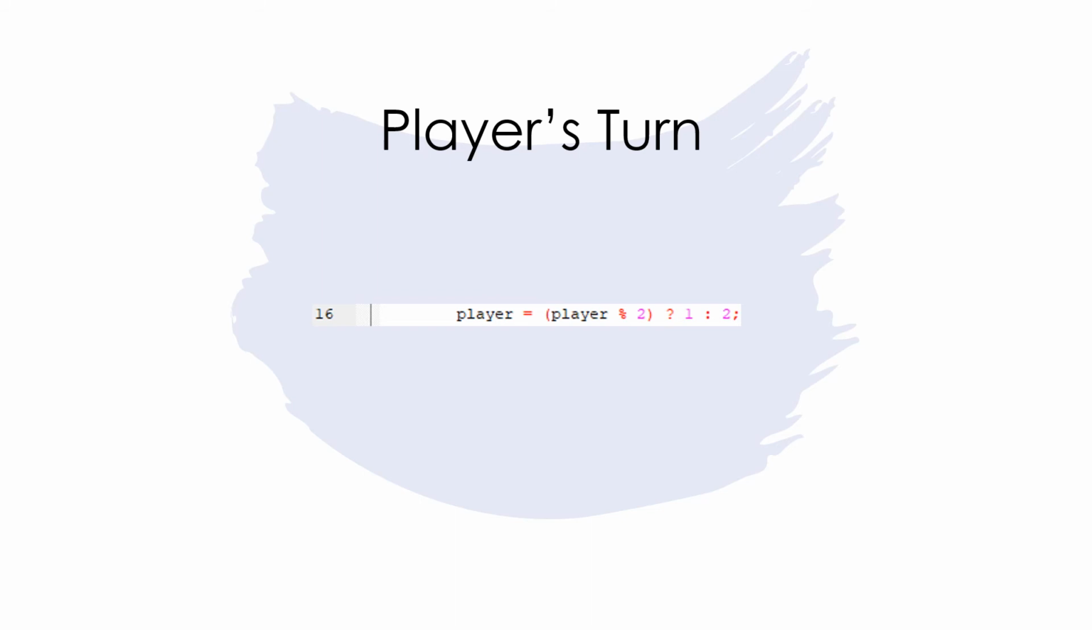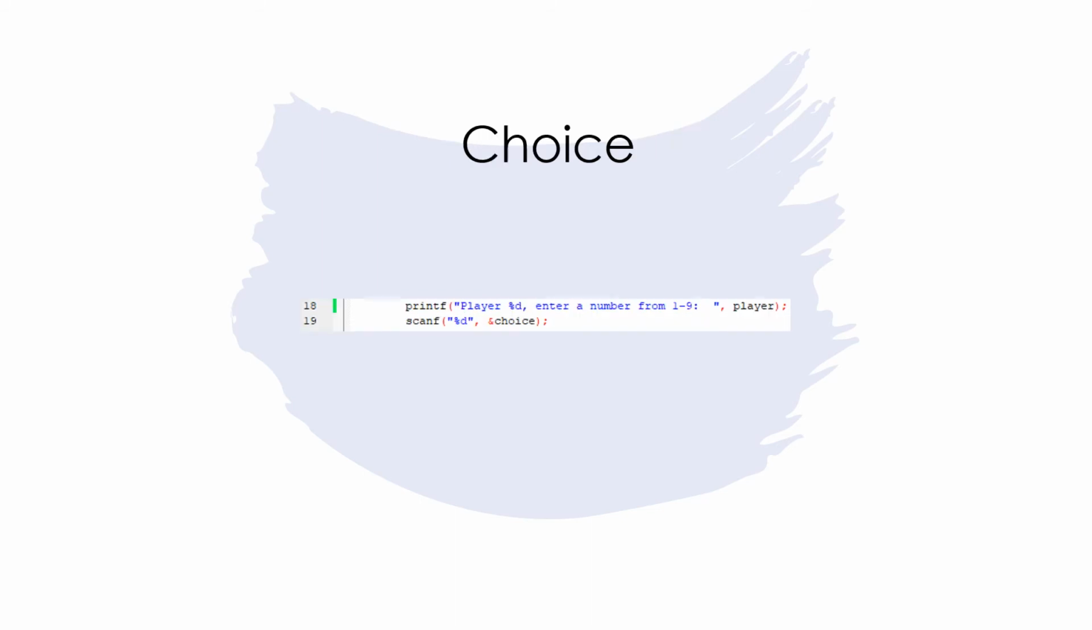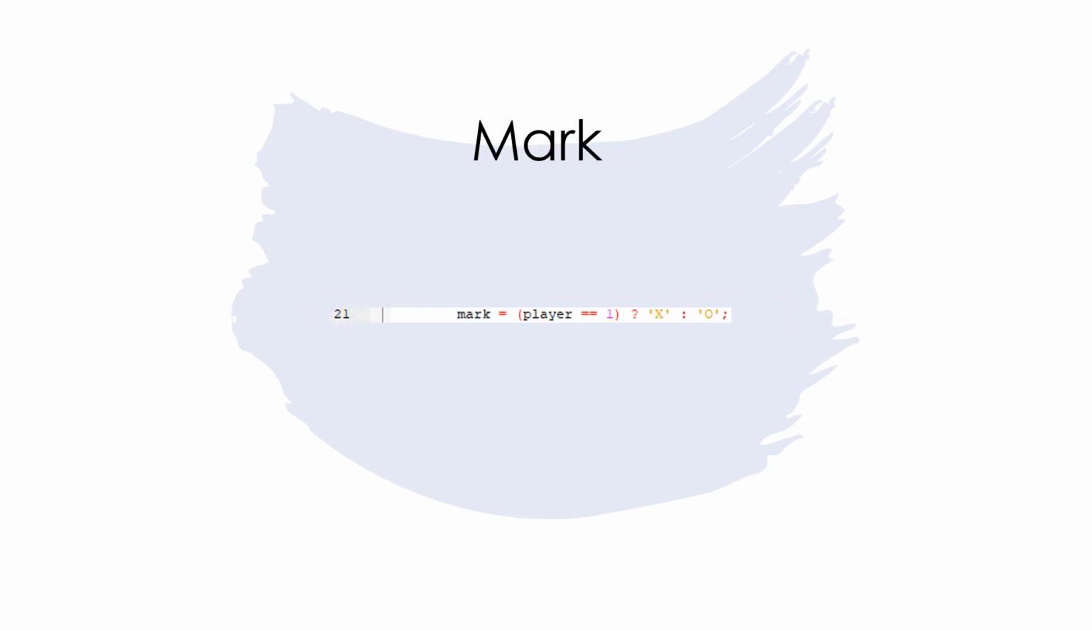Next, the program is going to print a message to let the players know whose turn it is, and to input the number of the space where they want to print their mark, which is going to be stored in variable choice. The next statement is going to decide which mark to print in the output depending on the player's turn. This statement is saying that if it is player 1's turn, then the mark is going to be an X, otherwise it's going to be an O.